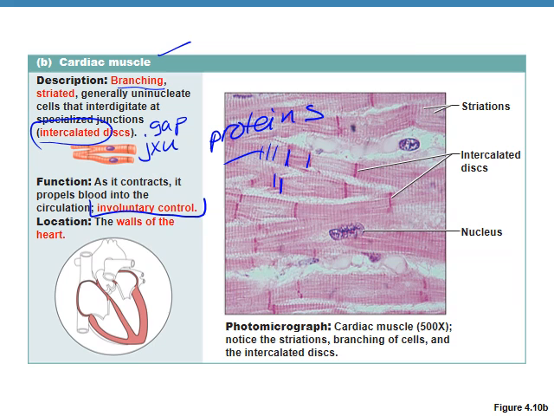For function, it's under involuntary control. Your brain is telling your heart to beat, but you don't have conscious control over it. You're not sitting here saying, okay, heart, beat now, beat again, beat, beat, beat, beat. We'd be consumed with telling our heart what to do. So the brain takes over subconsciously where you don't have conscious control of our heart. And then where do you find cardiac muscle? We find it in the heart.